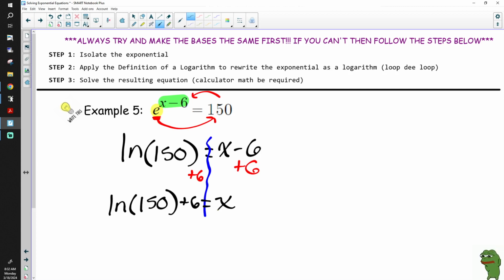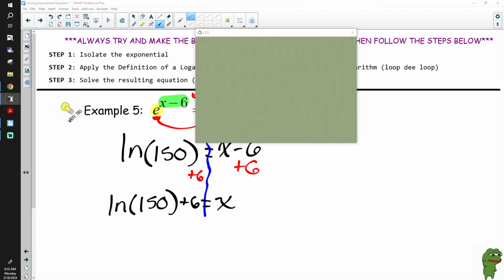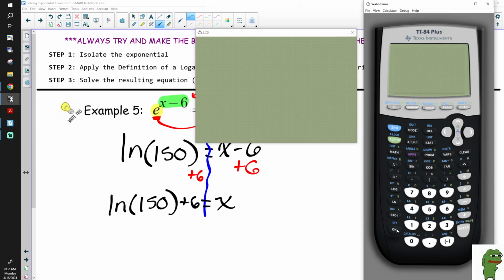Now that left side, again, I cannot do logarithms in my head. So we're going to leave that left side to the calculator. None of these are variables, so that's just a number. So I'm going to pull up my calculator, and I'm going to plug and chug.